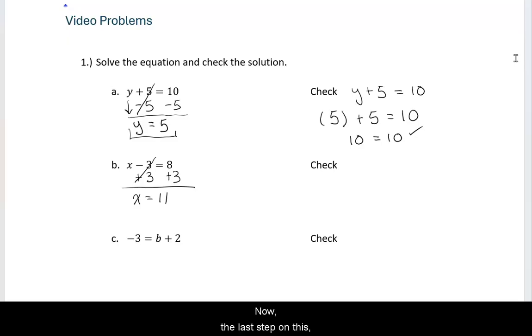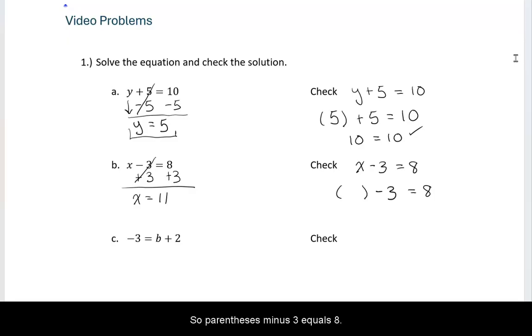Now, the last step on this, right, is again to always check your answer. So I'm going to rewrite the original. So I have x minus 3 equals 8. I take out the variable and I put in my parentheses, right? So parentheses minus 3 equals 8. Now I put the 11 in, the number that I got for x, and I do 11 minus 3, which is in fact 8. So that was the correct answer.